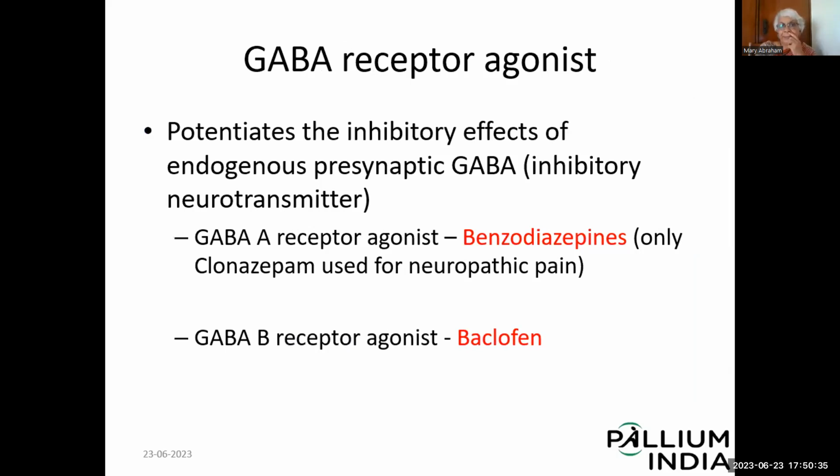Then we have the GABA receptor agonists. We have two types of GABA receptor. GABA is an inhibitory neurotransmitter. The ones that are available are GABA A and GABA B.